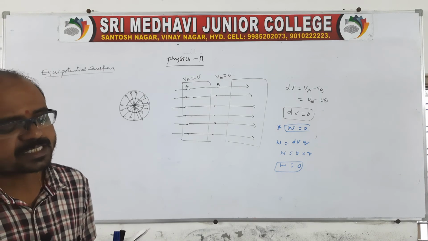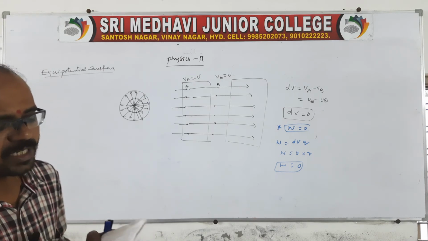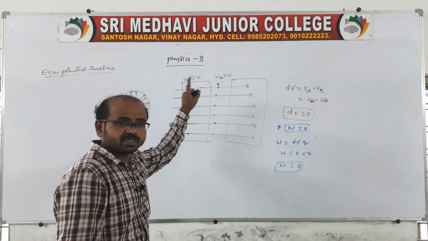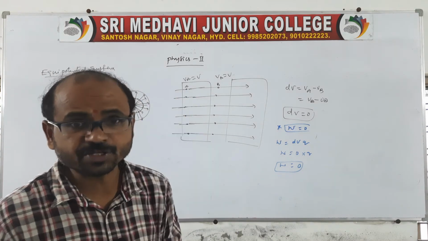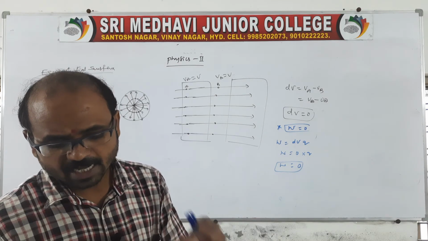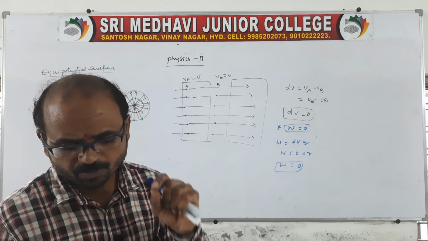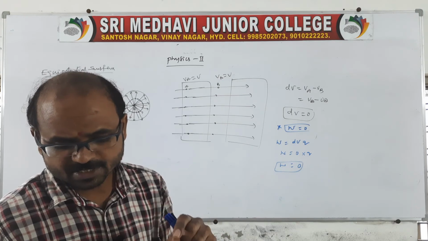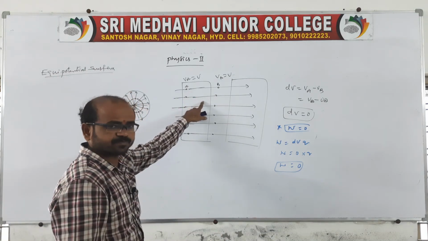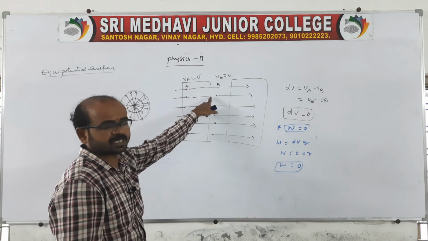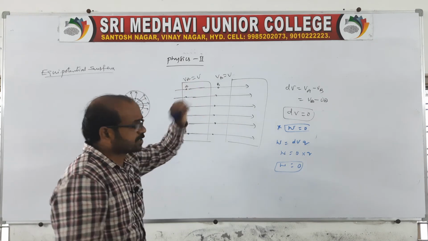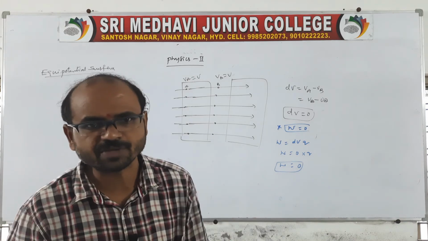And you remember, in case of a uniform electrical field, the field lines are straight and parallel. In case of a uniform field, what happens? The lines are parallel and straight, and equipotential surfaces are planes perpendicular to the lines. These lines are perpendicular to the planes, which are straight and parallel, and these lines are perpendicular to the equipotential surfaces, which is very, very important, right?